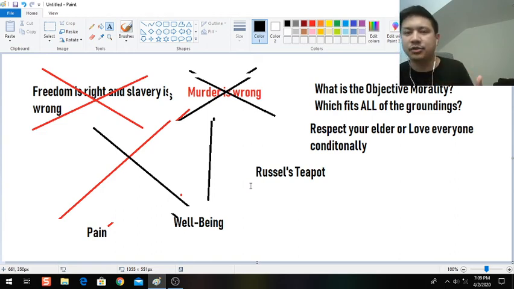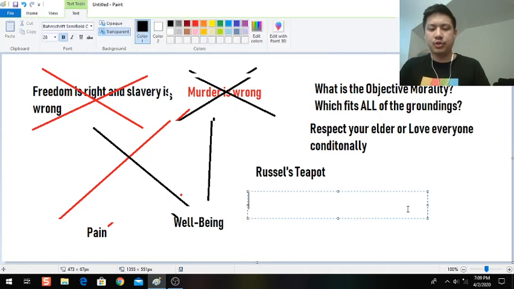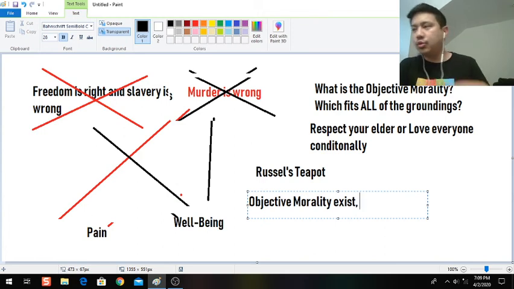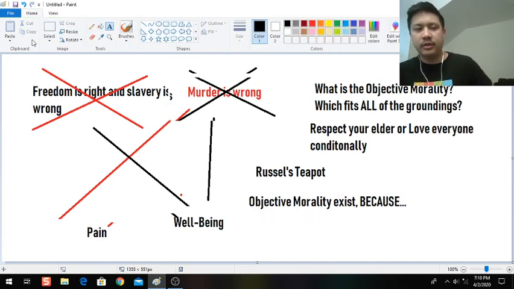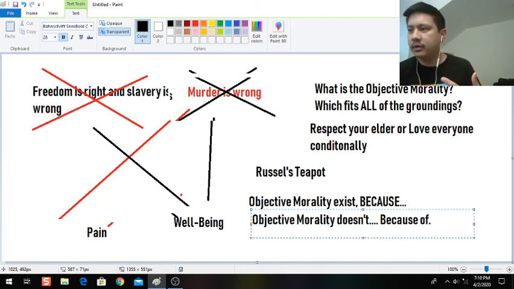So the burden of proof has to naturally fall upon someone who's making what's called a positive claim, right? So if I make the positive claim that objective morality exists, the burden of proof is on me to say because... Okay, I can say, however, that objective morality doesn't exist. I don't have to say because of anything, because I have a limited ability to perceive everything there is in the world.